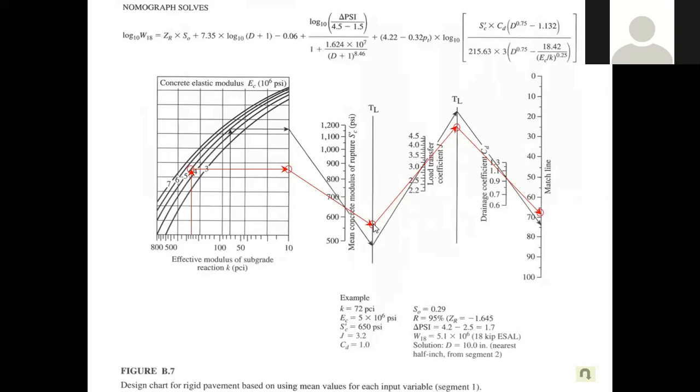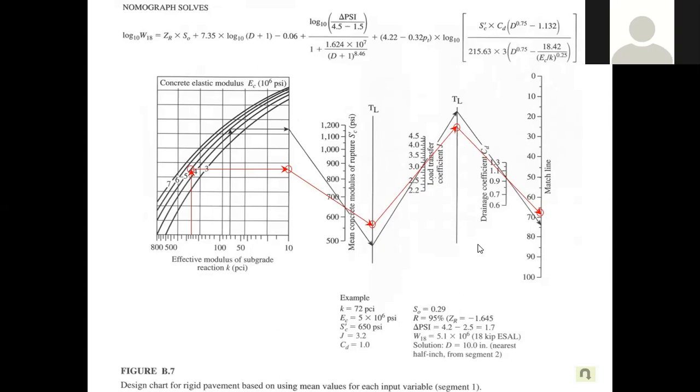Now from this point, I know my load transfer coefficient. I'll connect this load transfer coefficient, this point, and extend it to the transfer line once again. Once I have done this, I go further into the graph and I find 1.0 here. I connect this line with 1.0, extend it to this line. This is the mesh line that is around between 60 to 70. So it's around maybe 68 or 69, right?